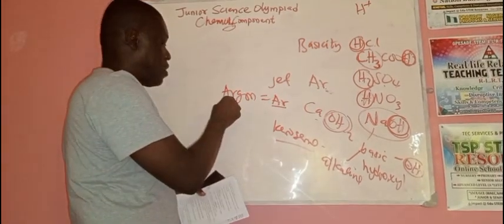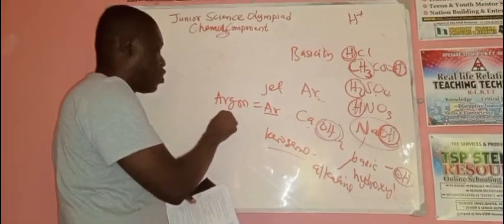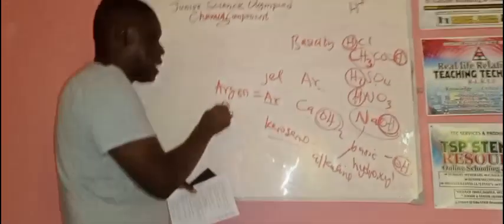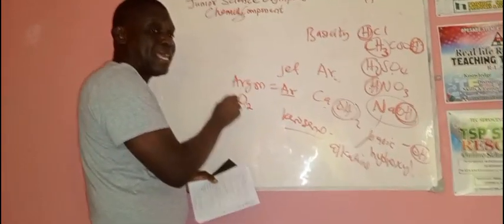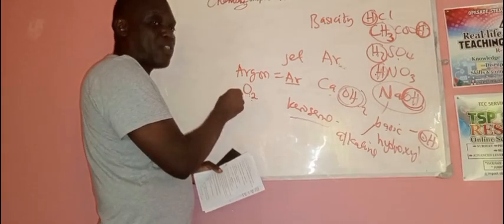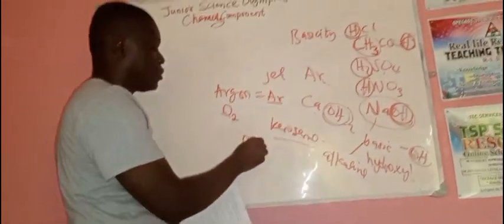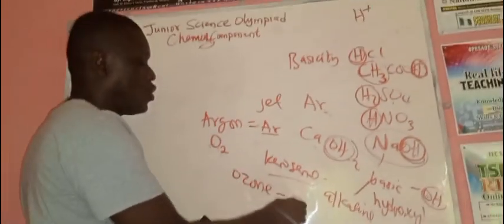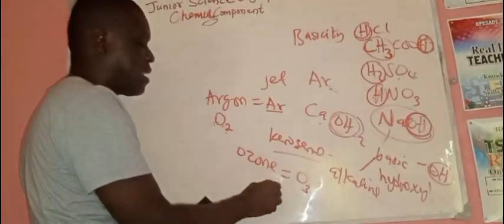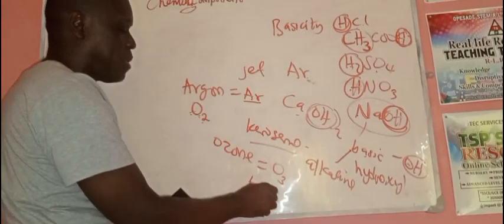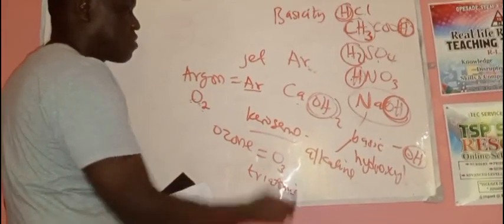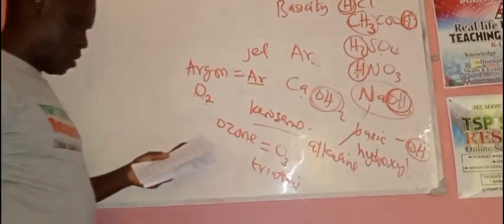Oxygen gas or oxygen molecule is O2. So this one is how many atomic? 2 diatomic. It has 2 oxygen atoms. There is one that is called ozone. Ozone is O3. This one is tri means 3 atomic. Triatomic, okay? Yes. All right.